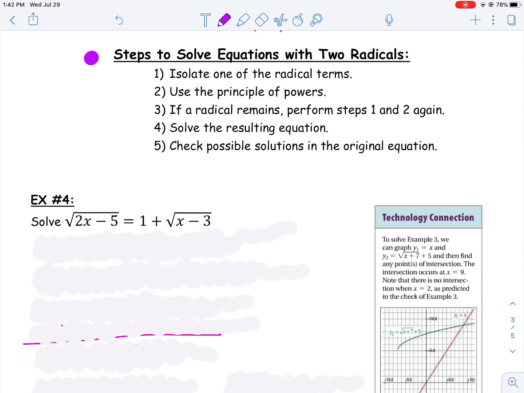Then we can use the principle of power, where we can square or cube or raise to the fourth power to get rid of the radical. If a radical remains, then we have to perform that step again to get rid of all the radicals eventually. We're going to solve the equation, and then remember, we always want to make sure that we check our solutions in our original equation to make sure that they work.